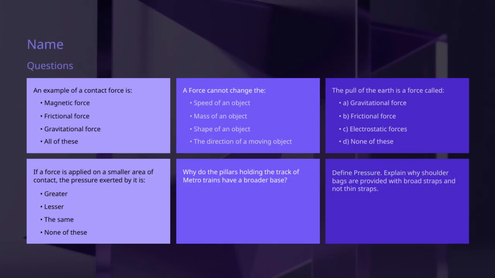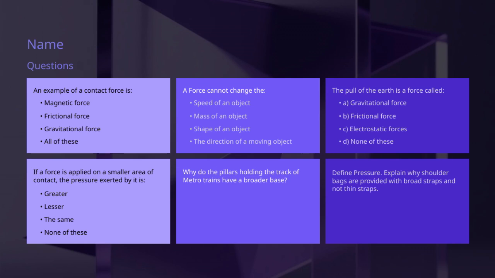Let's talk about pressure. Pressure is the force exerted on a surface divided by the area over which it acts. That's why shoulder bags are designed with broad straps instead of thin ones. When the strap is broad, the pressure on your shoulder is less because the force is spread over a larger area, making it more comfortable to carry heavy loads.